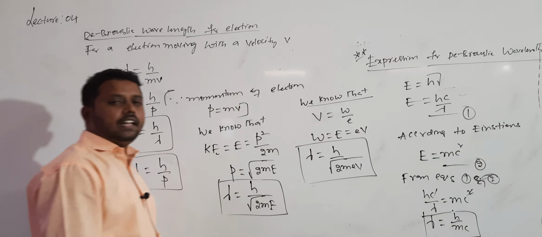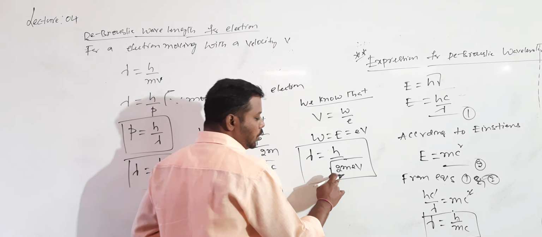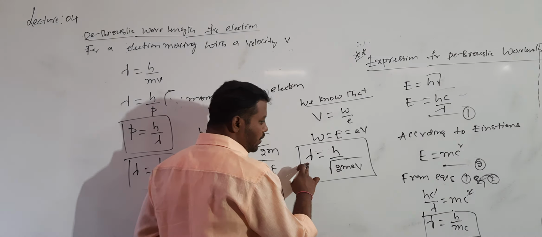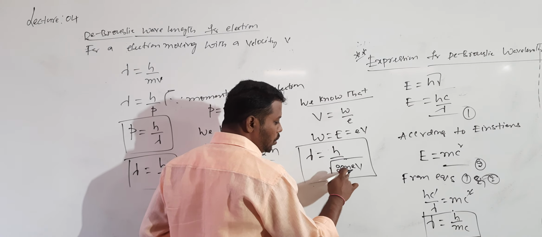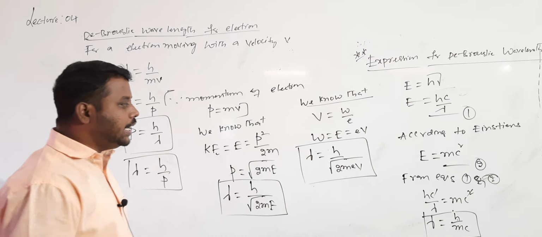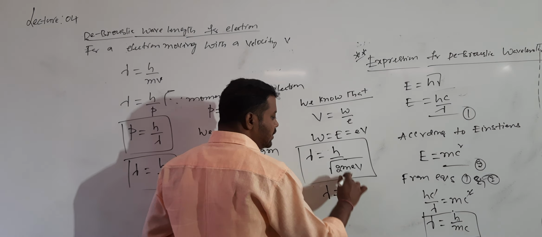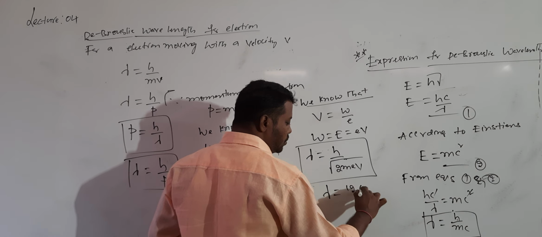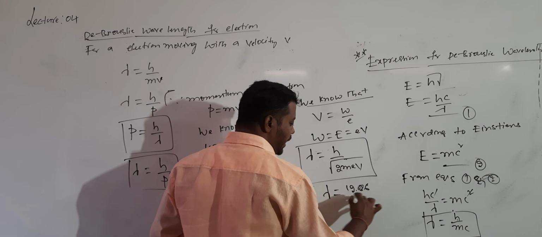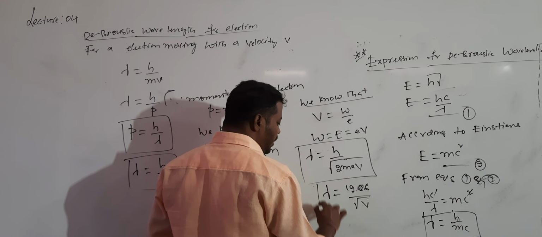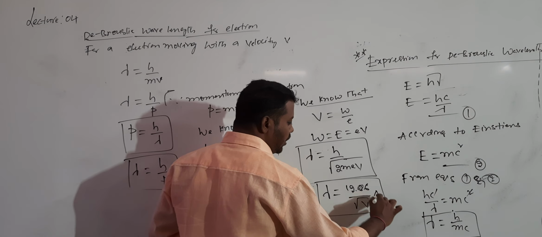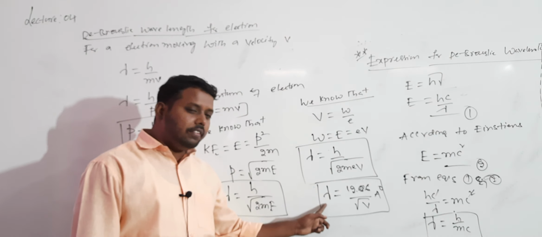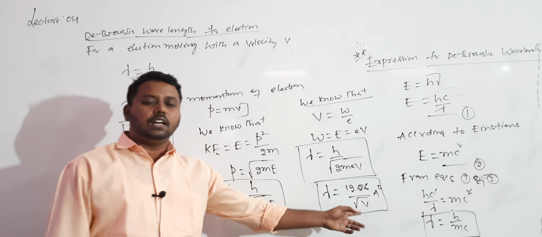This formula can be written as follows. Whenever an electron of charge e is accelerated by a potential V, the de Broglie wavelength is given by h divided by root over 2meV, which can also be written as, since h, mass and e are constants, 12.26 divided by root V angstroms. Whenever they ask to calculate the de Broglie wavelength of an electron accelerated by a potential V, the de Broglie wavelength is given by 12.26 divided by root V.